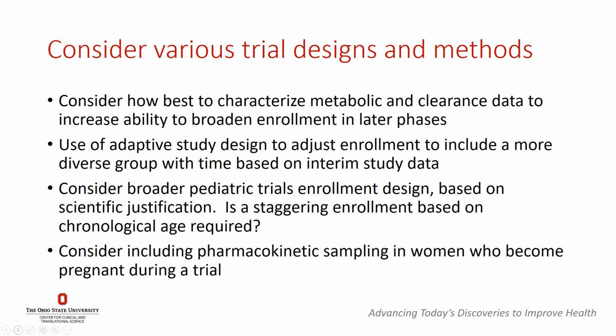Consider again pharmacokinetic sampling in women who become pregnant during a trial. Again, this would be based on the fact that you did some of the characteristic metabolic and clearance data early on to understand how that drug is metabolized by the system. Again, these are all things that do increase some of your risks, but if you do your due diligence at the beginning of the study and looking at some of these things, that would counteract that.